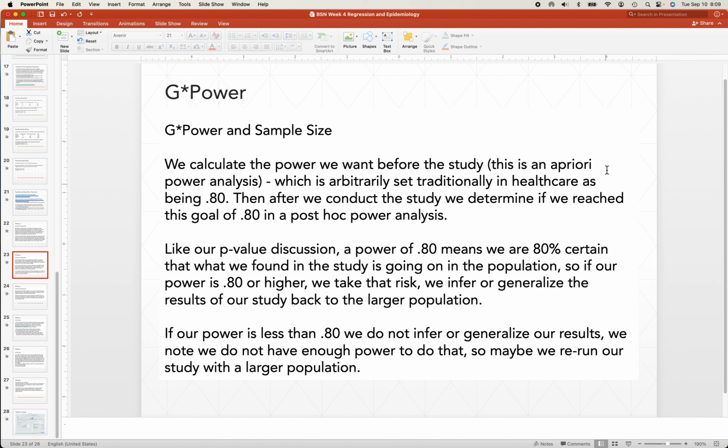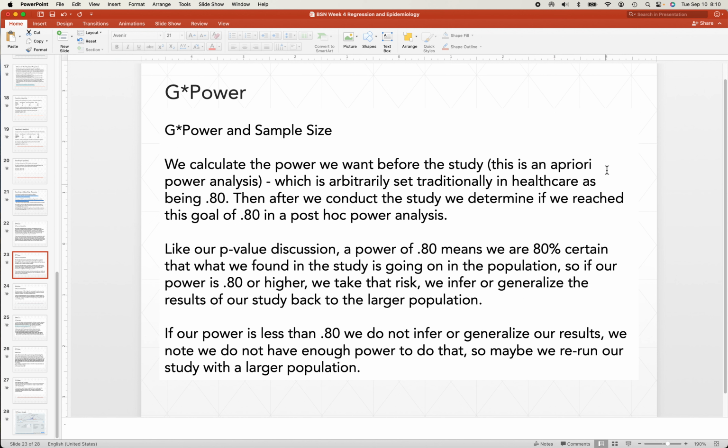So again, like our p-value, if you remember, we said if the p was less than 0.05, we would take that low risk, we would reject the null, we would state we have significance. Whereas if the p-value was 0.05 or higher, we would not take that risk, we would not reject the null, we'd say we failed to reject the null, we did not find significance.